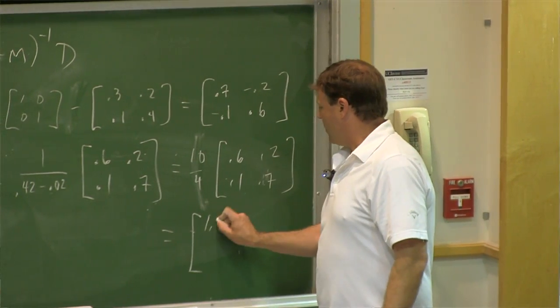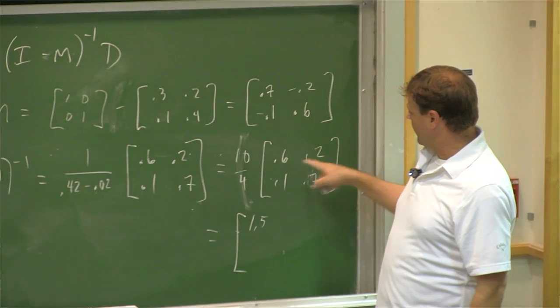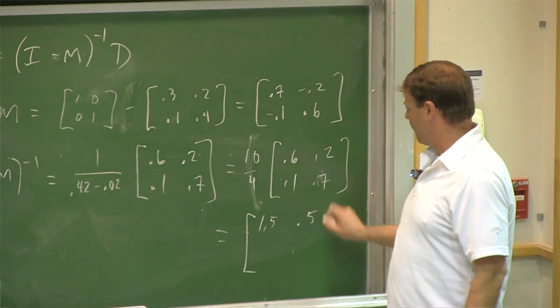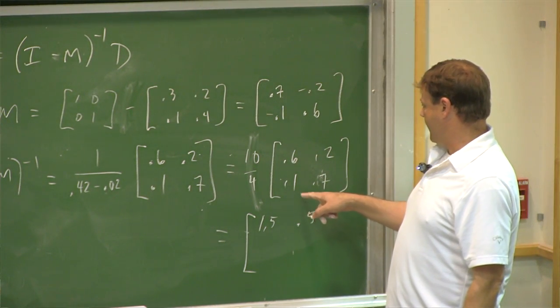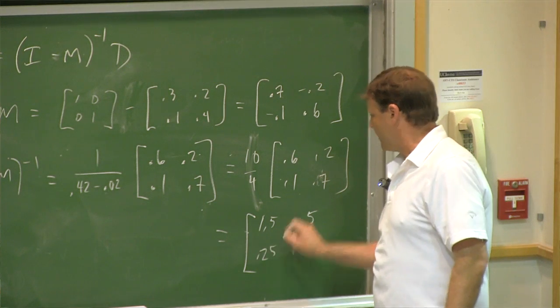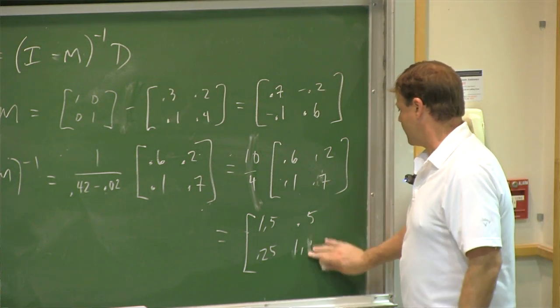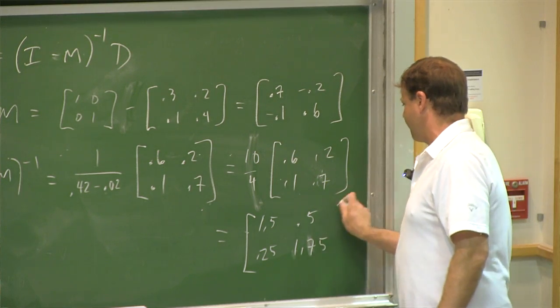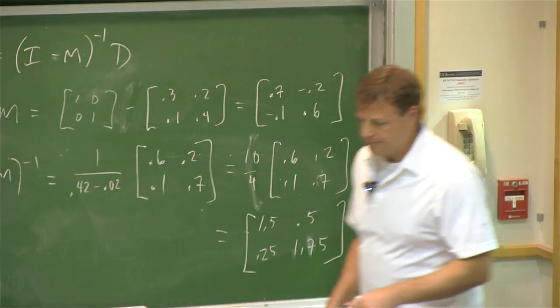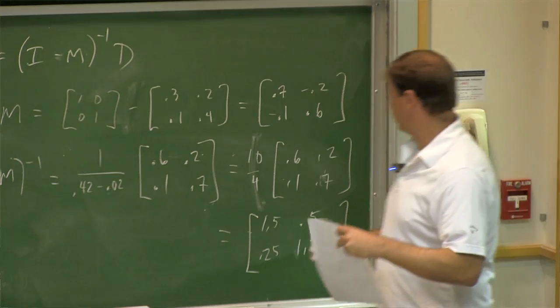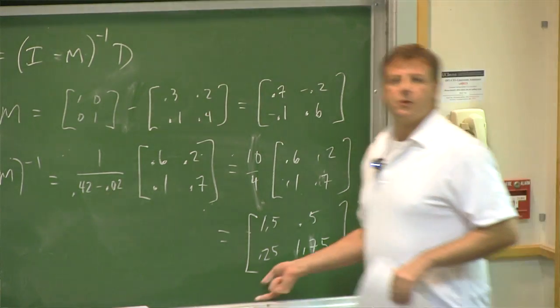So I get 1.5. This is 3 halves. Then it's 1 half. And then 0.25, it's 1/4. And then 7 over 4 is 1.75. Okay. And so we're home free now.